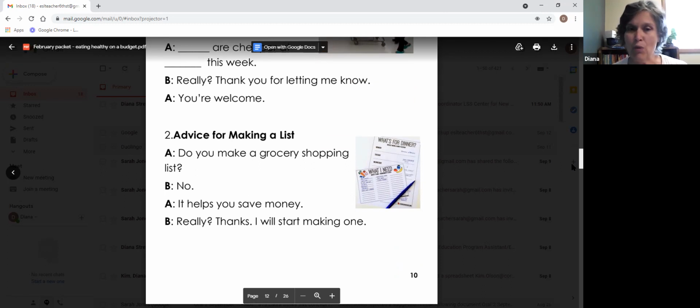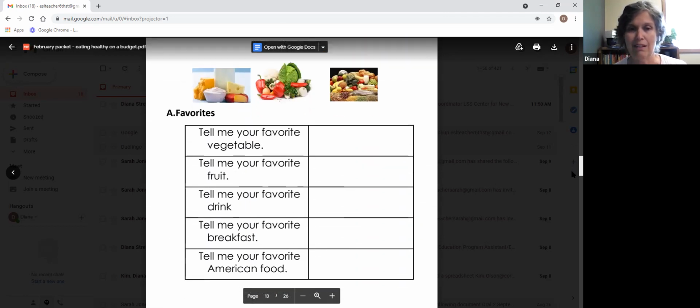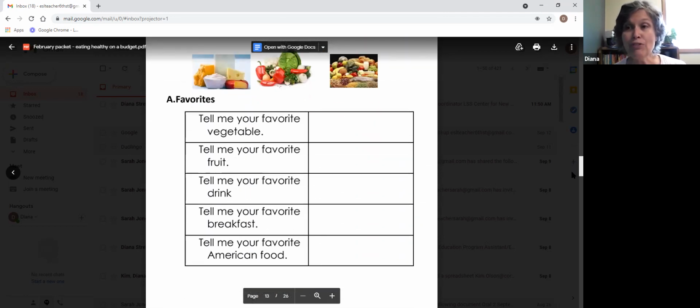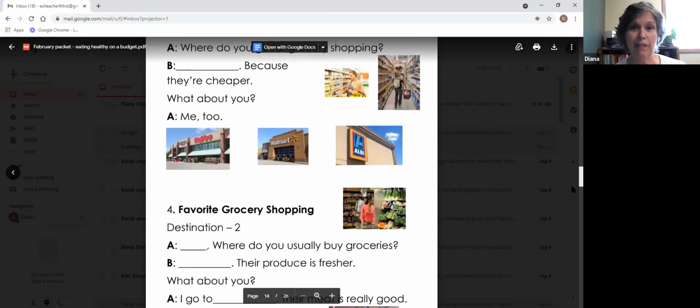I found that many of them don't make a shopping list, even though we did practice this vocabulary. Favorite is a hard word for them. They want to give me a litany of foods, and they had to choose one. So that was difficult. And then I wrote it out for them because some of my students are not literate. So I wrote it out on a whiteboard, and they were able to write the names of their favorite vegetable or fruit to have.